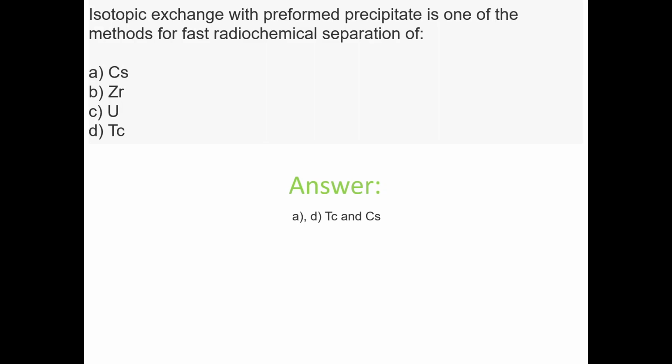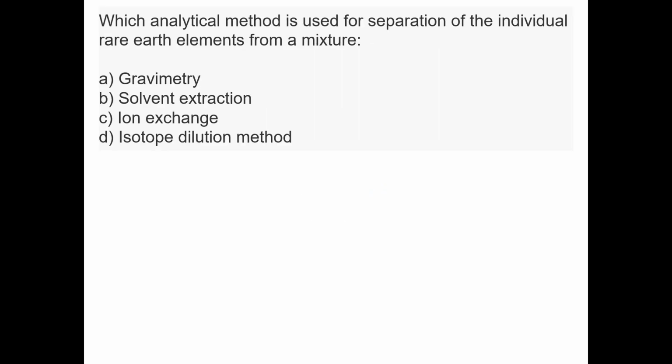Okay, sure. So the next question is: which analytical method is used for separation of the individual rare earth elements from a mixture? We had a lot of this. I think the answer is C, ion exchange. The answer is C basically, right?